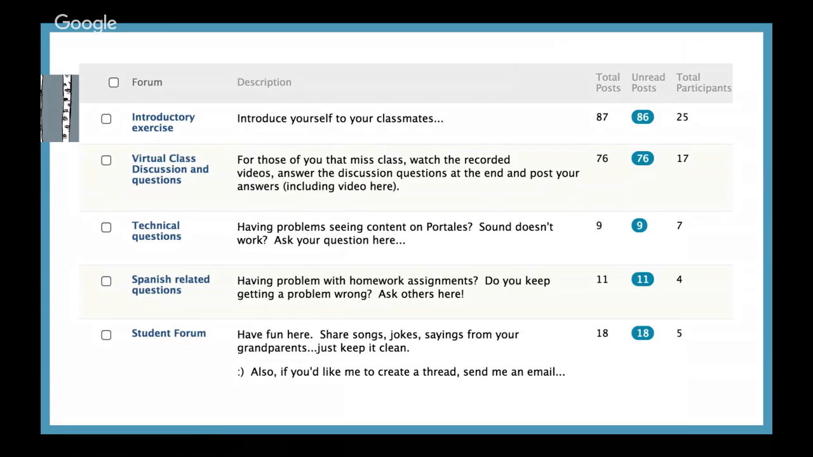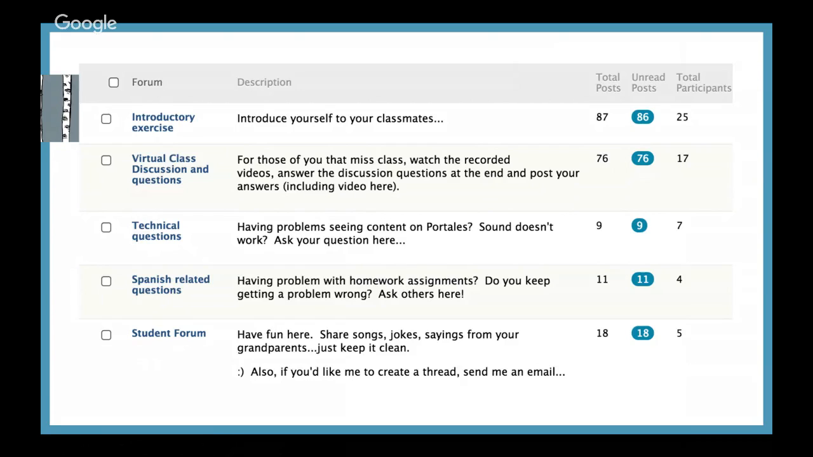This course has weekly synchronous sessions in Adobe Connect. And so the recorded versions of those are posted there, and students can discuss them, those students who weren't able to attend in real time. And then the third, fourth, and fifth forums are the ones that I think are really important in allowing students to develop community sort of naturally, to rely on each other rather than simply relying on the teacher.